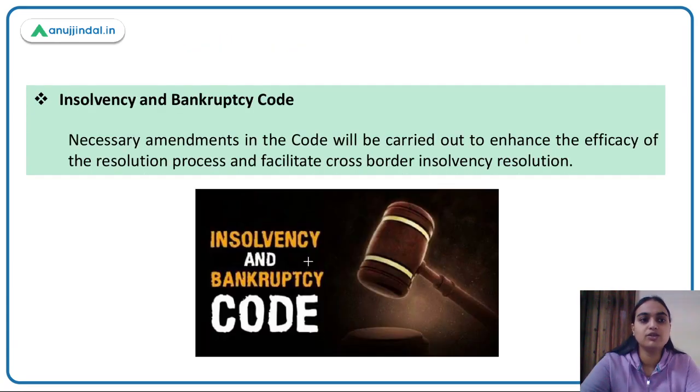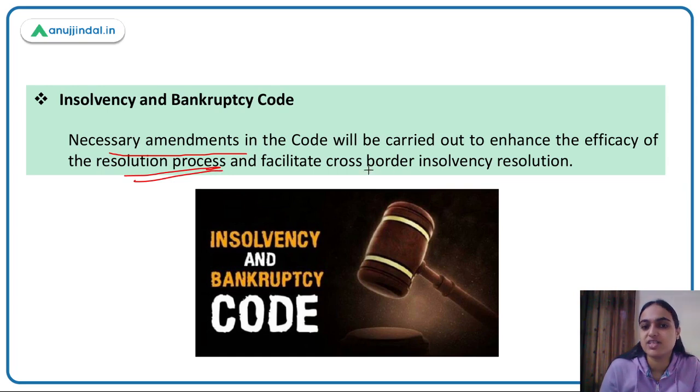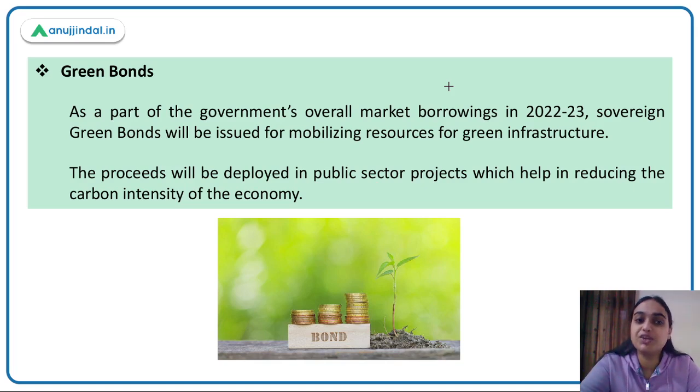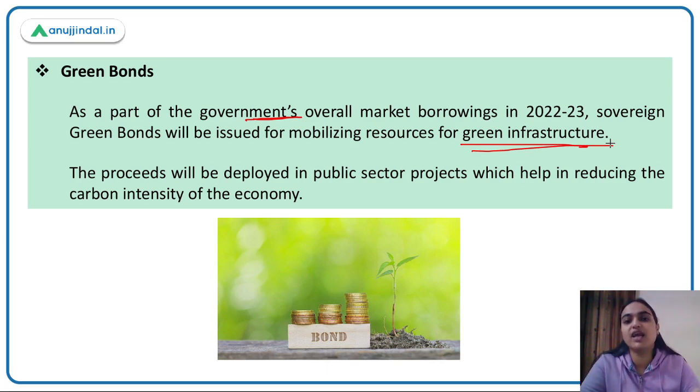Now moving ahead to the IBC code. So we just talked about the need to have a cross-border insolvency resolution. So the budget says that the IBC code will be amended to enhance the efficacy of resolution process and facilitate cross-border insolvency resolution. So, budget mein ye baat bol di gayi hai ki ab IBC mein amendment hogi taki cross-border insolvency ki cases bhi resolve ho sake. Alright. So, moving ahead to next thing, that's green bonds. So, green bonds will be issued by the government, through which it will be borrowing the money and that will be used for green infrastructure. So, environment related hai, कि पैसा रेज करके ग्रीन इंफ्रास्ट्रक्चर डेवलप करने में यूज किया जाएगा.